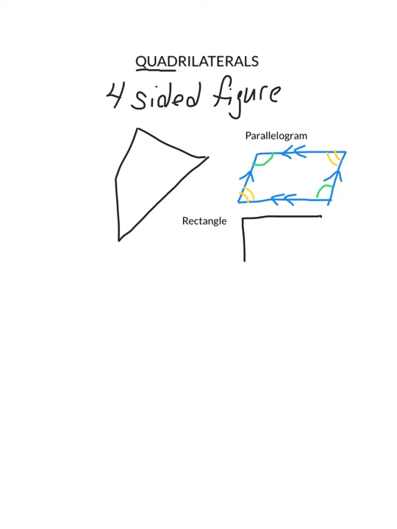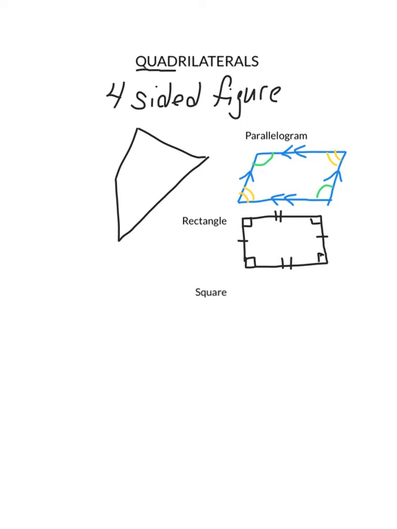I'm going to do my best to make this rectangle. Okay, there's my rectangle. In a rectangle, we have four right angles. Therefore, I'm putting these little boxes in here. Okay, we have the top and the bottom are congruent, and they're also parallel to each other. And we have the two sides are congruent, and they're also parallel to each other. So a rectangle is a quadrilateral, and it's also a parallelogram.